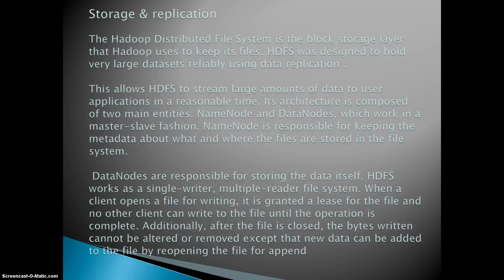Coming to storage and replication, the Hadoop Distributed File System is the block storage layer that Hadoop uses to keep its files. HDFS was designed to hold very large data sets reliably using data replication. Data nodes are responsible for storing data itself. HDFS works as a single writer, multiple reader file system. When a client opens a file, it is granted a lease for the file and no other client can write to the file until the operation is complete. Additionally, after the file is closed, the bytes written cannot be altered or moved, except that new data can be added to the file by reopening the file for append.